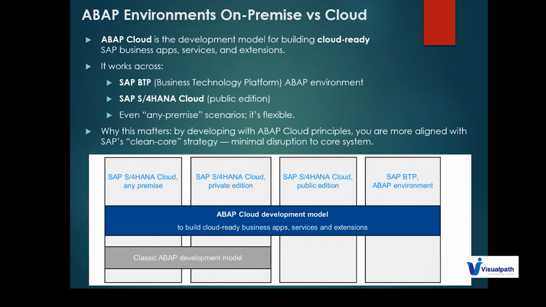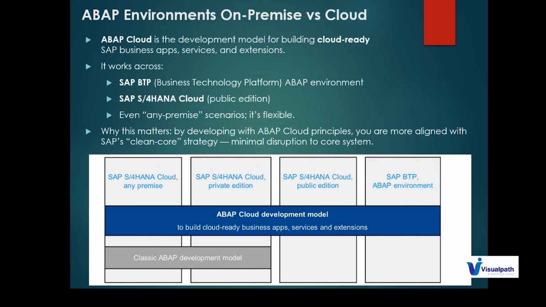So we'll be starting with BTP, and we'll learn how to log in to BTP, how to create users, how to use the ABAP environment, and how to connect S/4HANA with that. In case you have any on-prem, then you probably need a separate discussion on that. But in this course, we'll be focusing more on SAP BTP, RAP, and ABAP environments. Okay. So why does this matter? By developing with ABAP Cloud principles, you are more aligned with SAP's clean core strategy, which means minimal disruption to the core system.